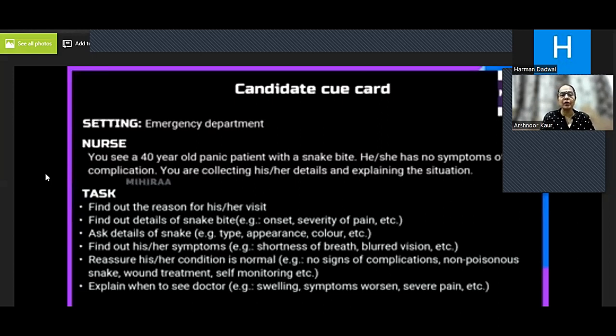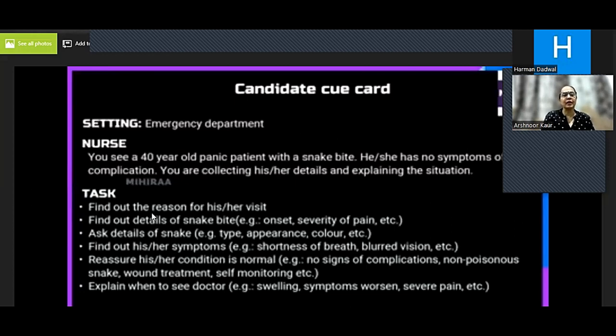The person who comes to the emergency must be in anxiety or panic. So first of all, you have to console the patient, convince the patient, make the patient stable, comfortable. Then you may ask the questions. Then the patient may say, nurse, a snake has bitten me and I just want to get the treatment immediately. Then show empathy first of all.